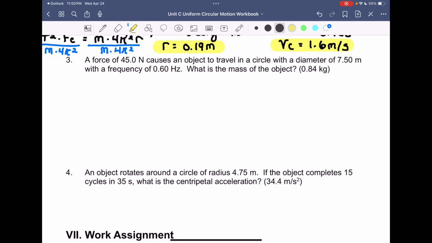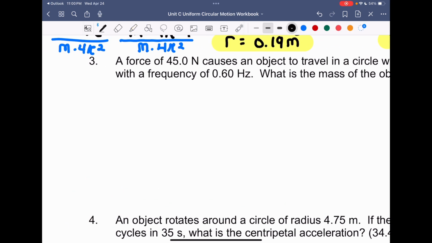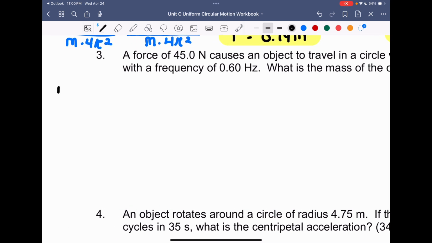Well, first and foremost, I see a couple issues here. We have diameter, which is 7.5. We don't want diameter, we want radius. And the second one is we have frequency when in these problems we actually want period. Now, as we move into unit D, that might be a little different, but for our case, we definitely want period. So what I'm going to do, for step number 1, is convert that diameter to radius, and convert the frequency to period.